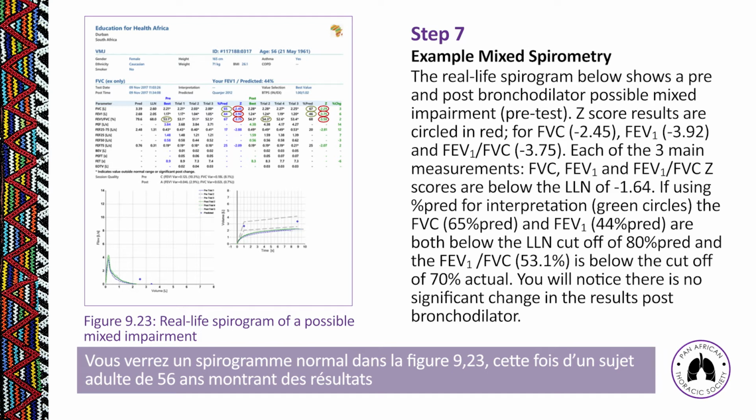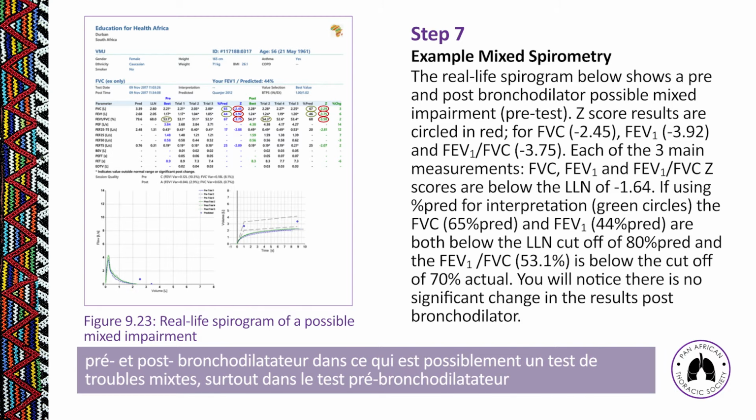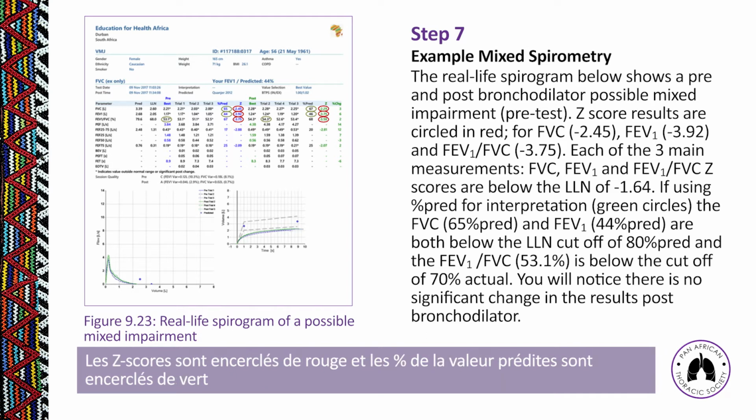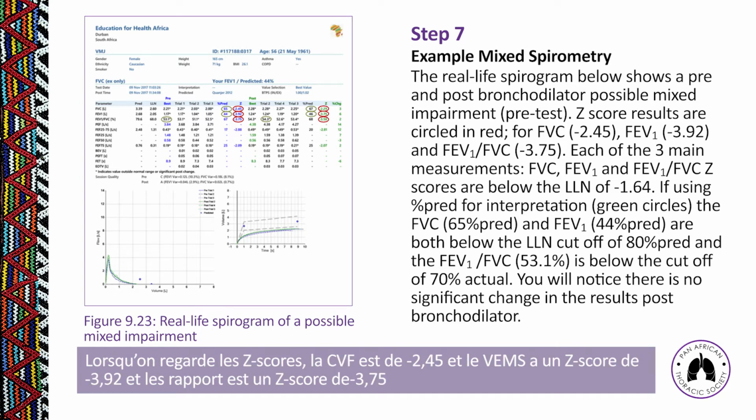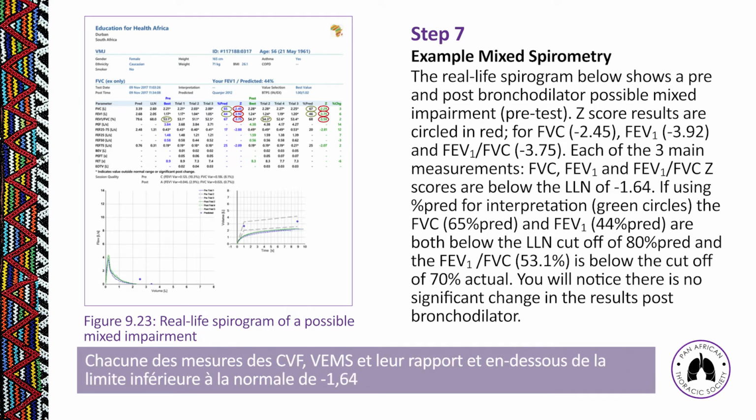You will see a spirogram in figure 9.23, this time of an adult patient aged 56 years old, showing a pre- and post-bronchodilator, possibly mixed impairment test. So especially on the pre-test. The Z-score results are circled in red and the percentages of predicted are in green. When looking at the Z-scores, the FVC is minus 2.45 Z-scores and the FEV1 minus 3.92 Z-scores, and the ratio is minus 3.75 Z-scores. Each of the three main measurements, being FVC, FEV1, and the ratio, are below the lower level of normal of minus 1.64.